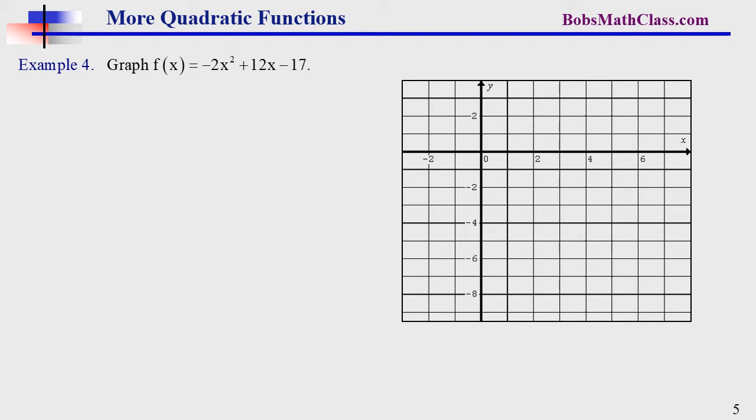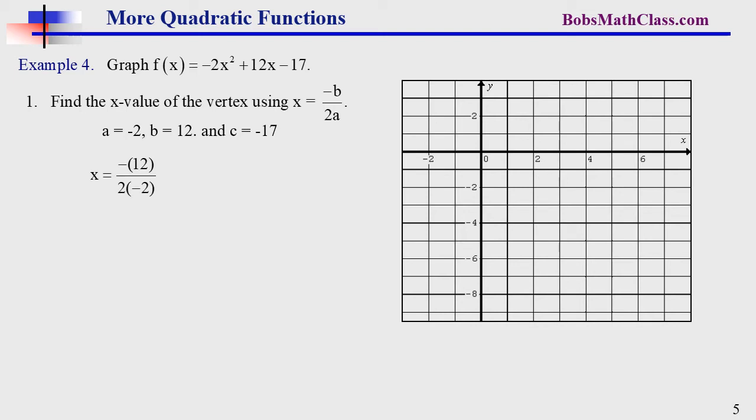All right, here's our next problem. It's a graph. Again, we're not going to use completing the square here. We're just going to go ahead and find the vertex. So negative b over 2a. A is negative 2, b is 12, c is negative 17. So negative 12 over 2 times negative 2, which is negative 12 over negative 4, which equals 3. So that's the number that's going to go in the middle of our table.